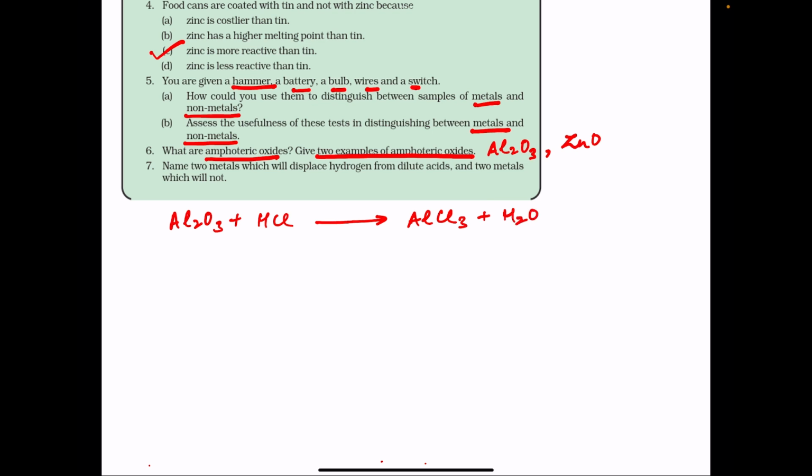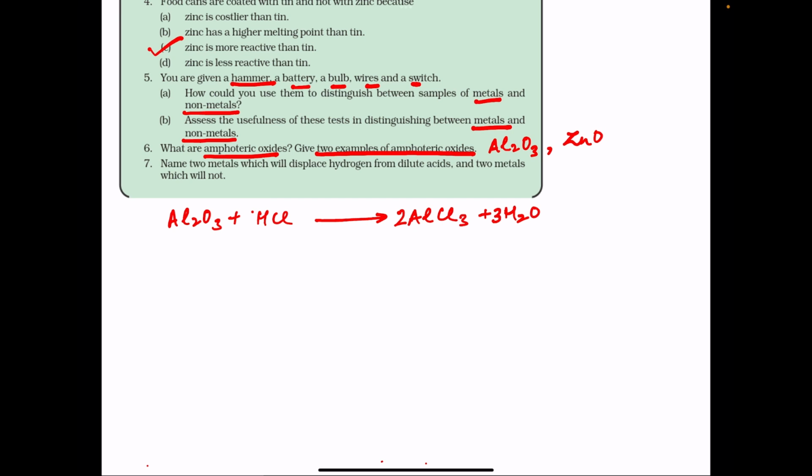Now the balanced equation will be: this will be 2 to balance the number of aluminium, and this will be 3 to balance the number of oxygen. Then to balance the number of hydrogen and chlorine, this will be 6 HCl. As can be seen, aluminium oxide is reacting with acid to form salt and water.